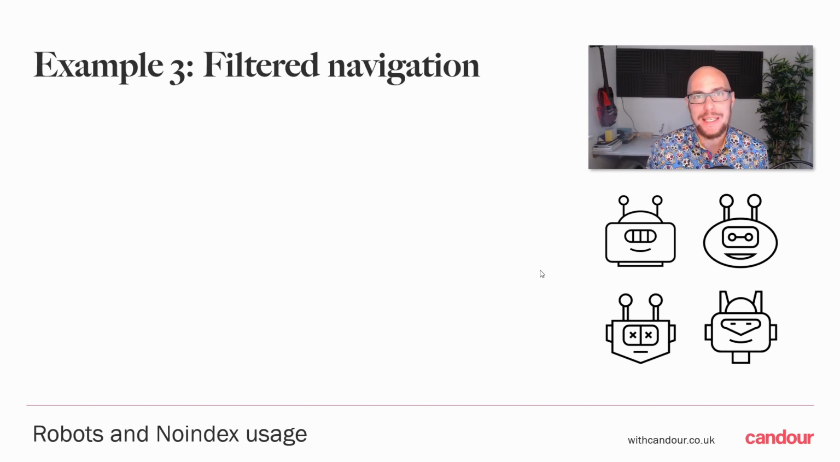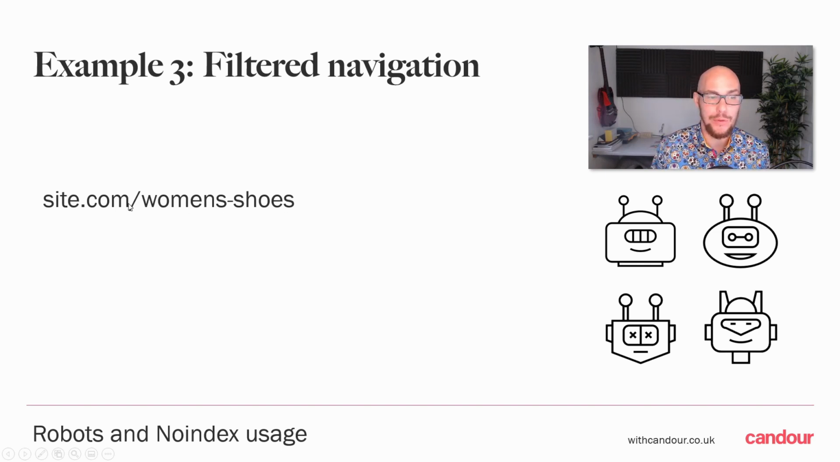So filtered navigation can be a place where we'll really benefit from smart use of robots.txt. I'm going to take you through an example that I've made up. If we have a website, we'll say it's an e-commerce website, just called site.com, and we have a category page of women's shoes we're selling. This page just lists all women's shoes.